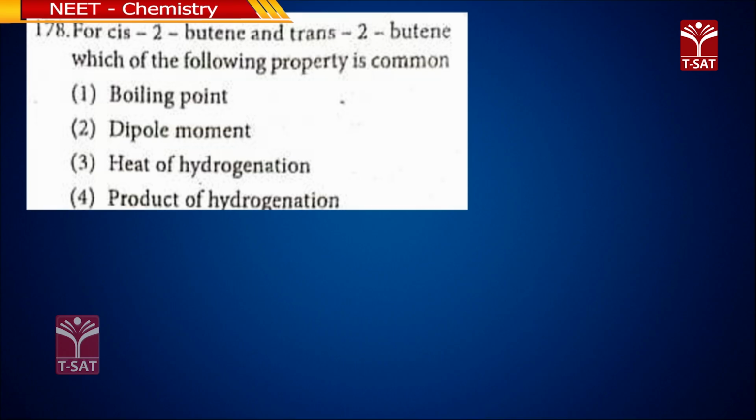Next, for cis-2-butene and trans-2-butene, which of the following properties is common? Trans has a higher boiling point than cis. Cis has a higher dipole moment than trans. Heat of hydrogenation: trans is more stable, so its heat of hydrogenation is less than cis. But the product of hydrogenation is the same.